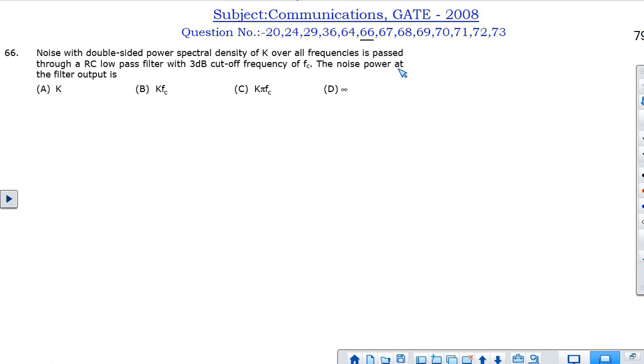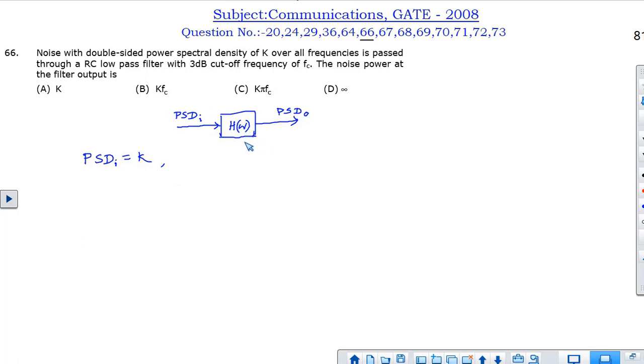That is, the noise power we have to find out when noise with double-sided power spectral density K is passed through a low pass filter with 3 dB cutoff frequency FC. So we have a system, that is the low pass filter, having the transfer function h of omega. We have a power spectral density at the input and at the output. Now, what is the power spectral density of the input that is given in the question? That is K, and the unit is watt per hertz. K watt per hertz.